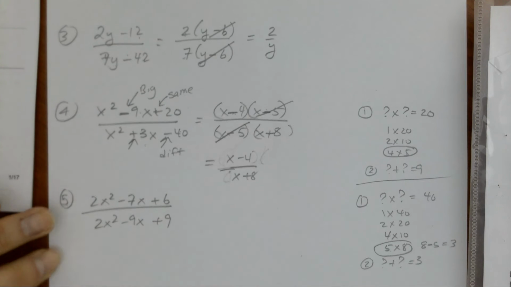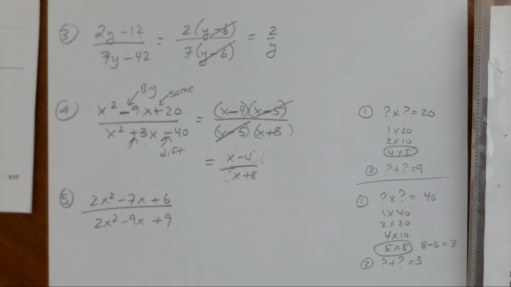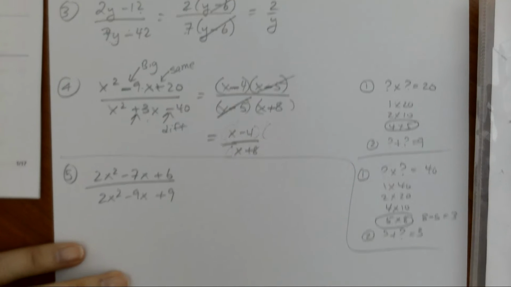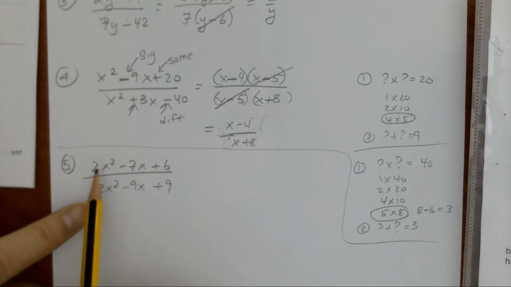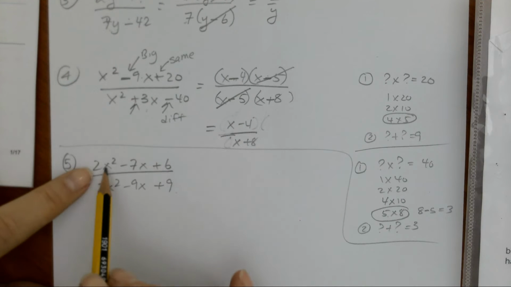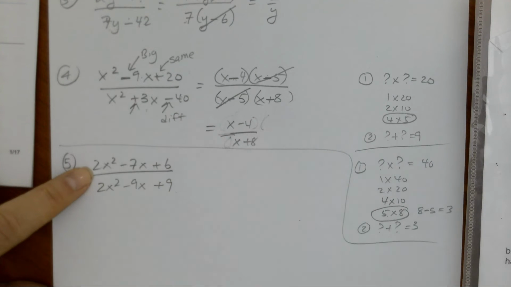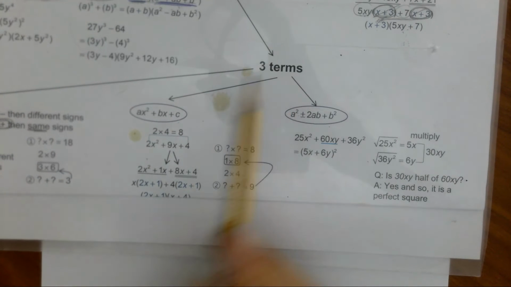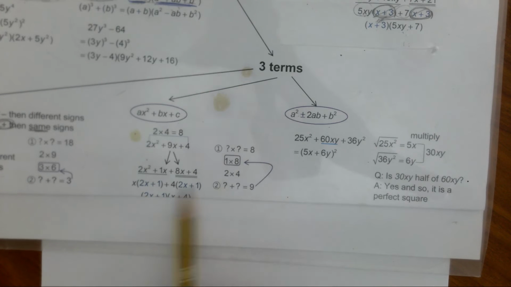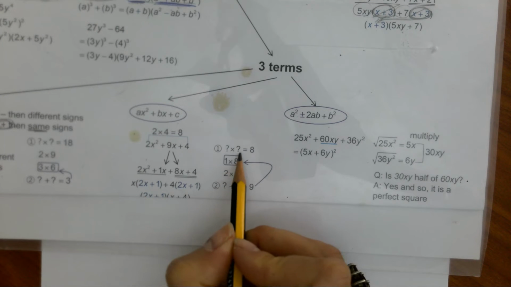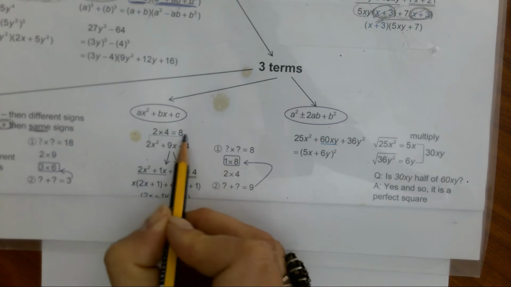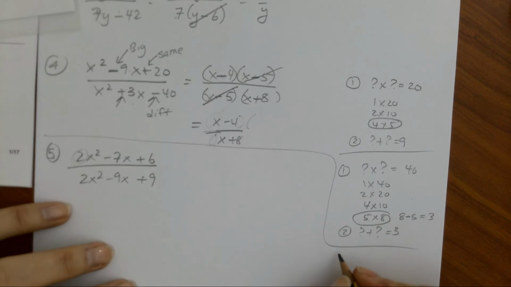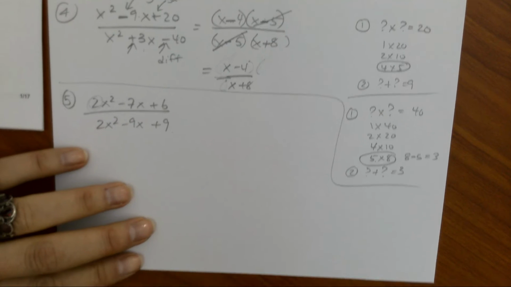Okay, so now I have to put this in lowest terms, so what I have to do is factor the top and factor the bottom. So the top has 3 terms, but there's a number in front, so it's like type 2. So I have to go what times what. I multiply these two together to get this number. So I'll do this down here.